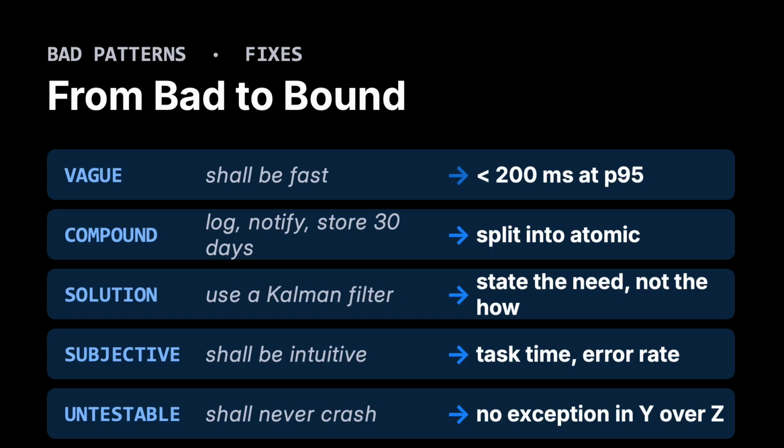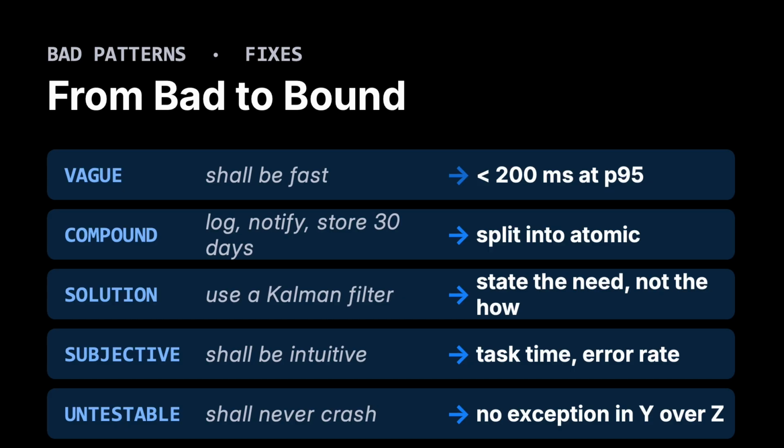Then requirement is mixed with solutions. For example, use a Kalman filter to estimate the position. Focus only on the need and leave the algorithm to the design and the implementation. Then subjective. The UI shall be intuitive. Anchor this with measurable proxies, like task completion time, error rate, or something similar.